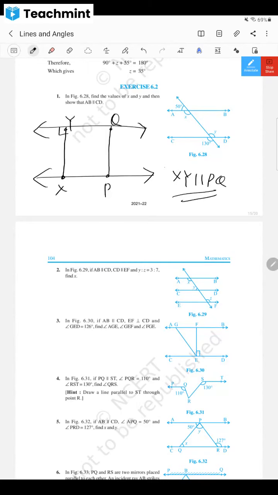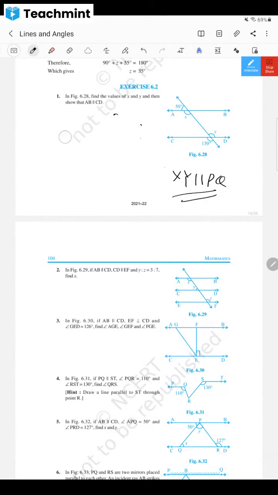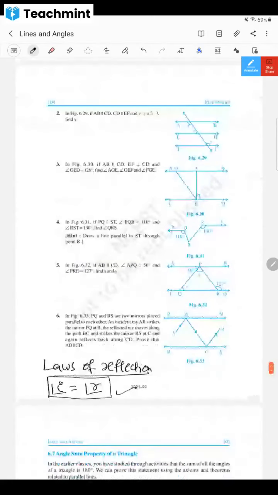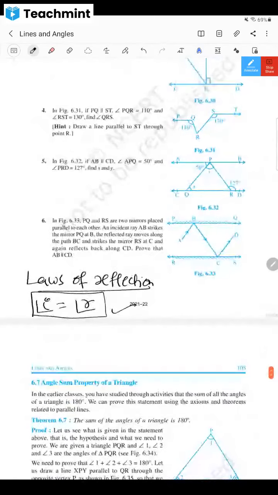If you draw perpendiculars to the given parallel lines, they will also be parallel, because 90 degrees everywhere means all the alternate interior angles become 90 degrees, so they become equal. That's why they become parallel lines. By using that, I'll be proving this.